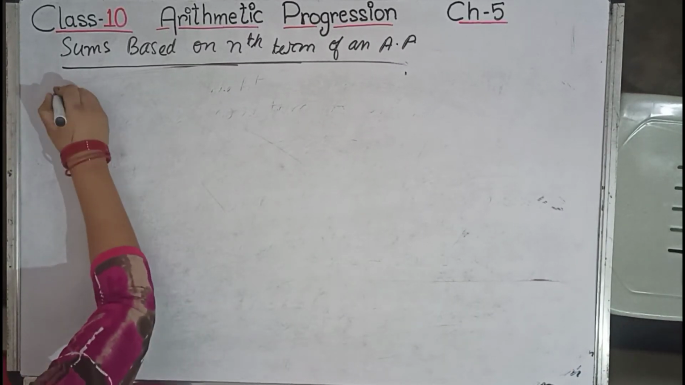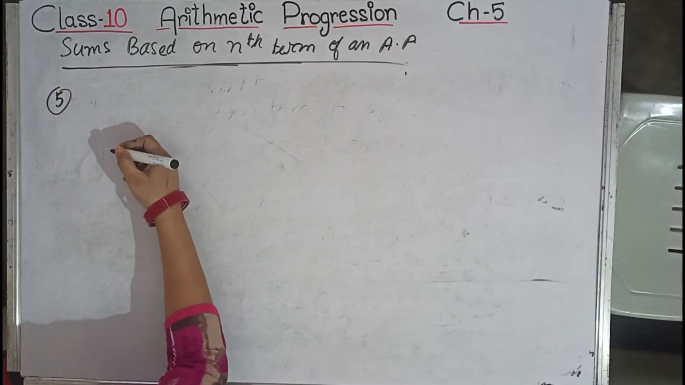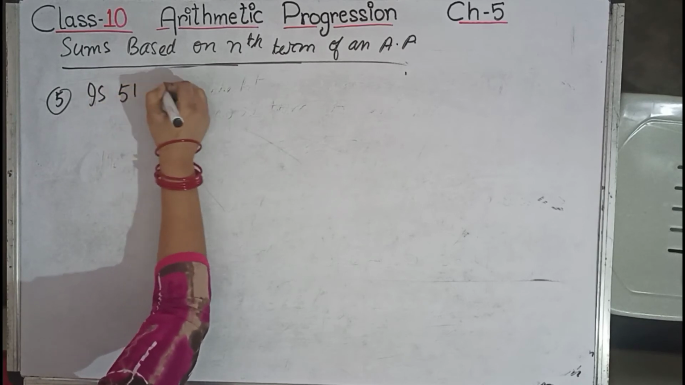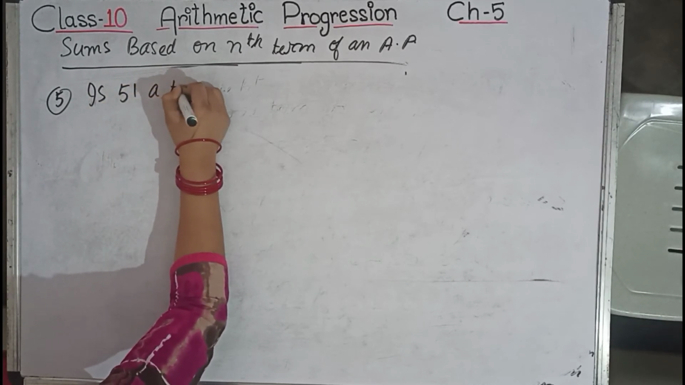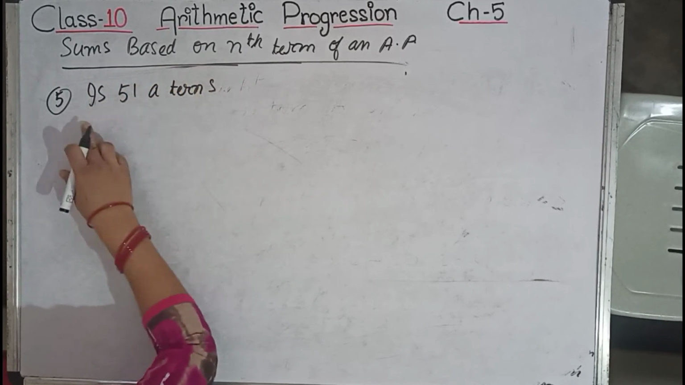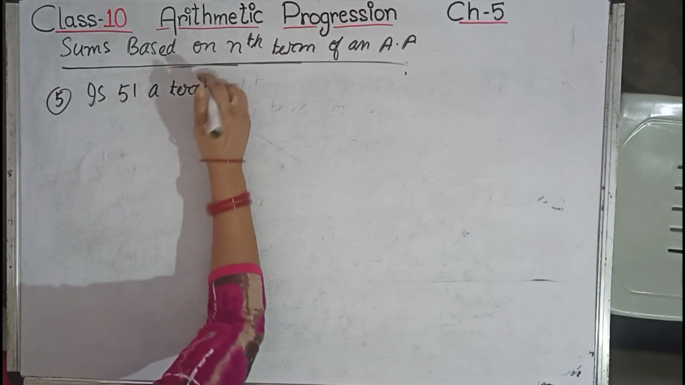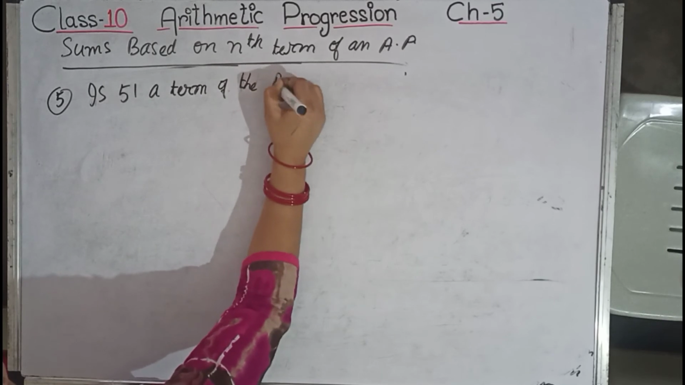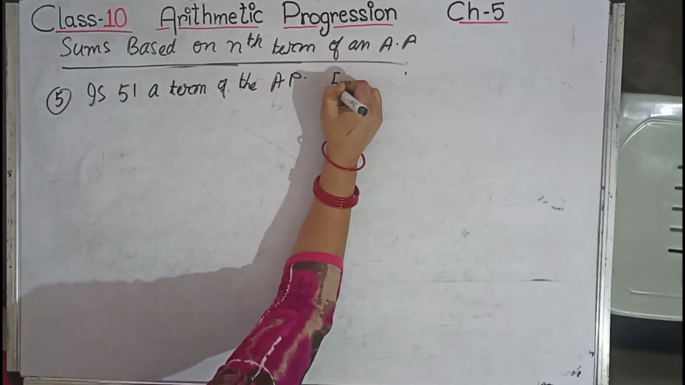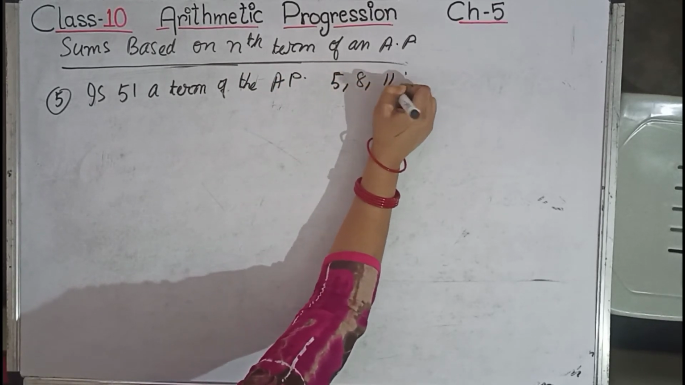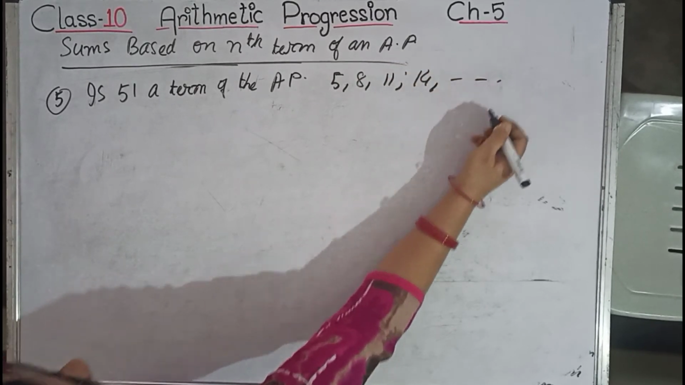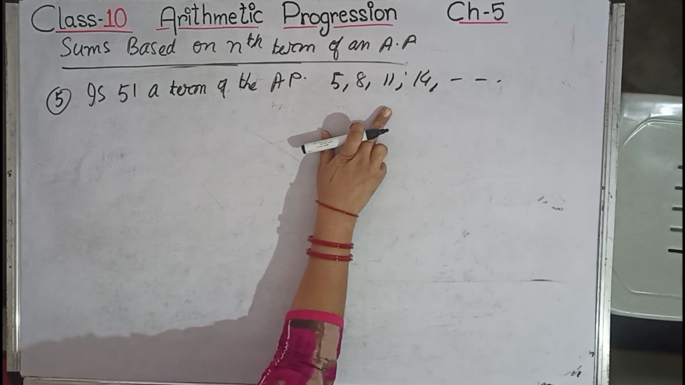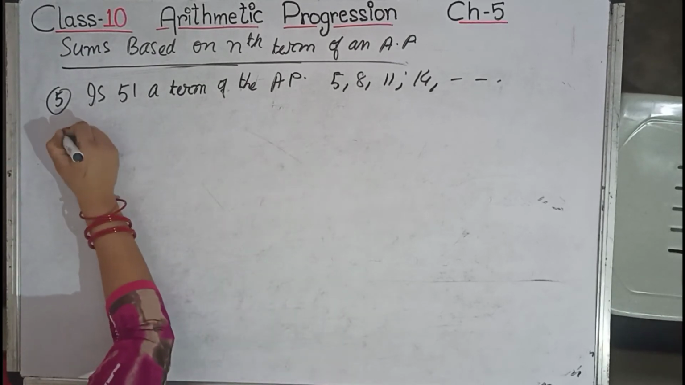Now next, number 5. The type of question I am taking is this. I am writing all the questions because the numbering is different for all the books. Question: Is 51 a term of the AP 5, 8, 11, 14 and so on? So AP is given and it is asked, is 51 a term of this AP? Let us check it.